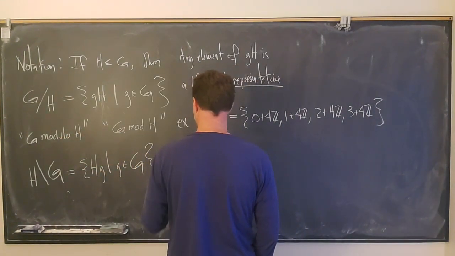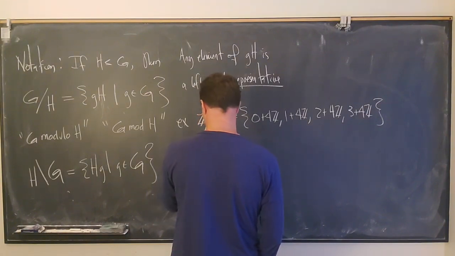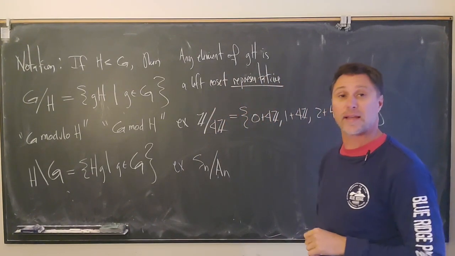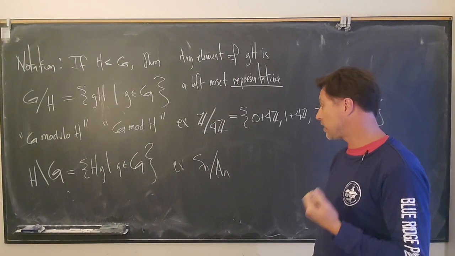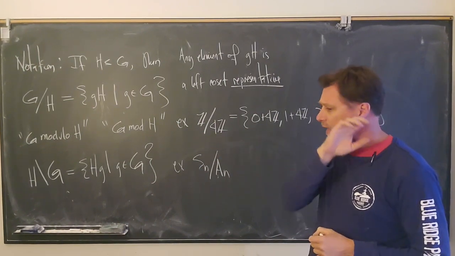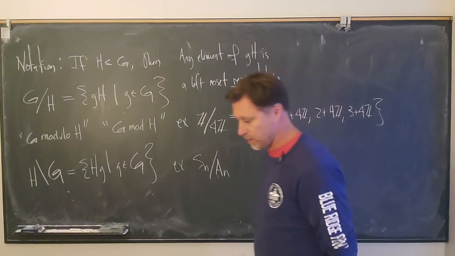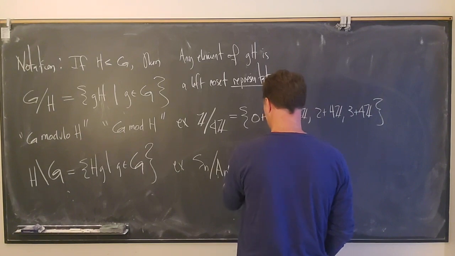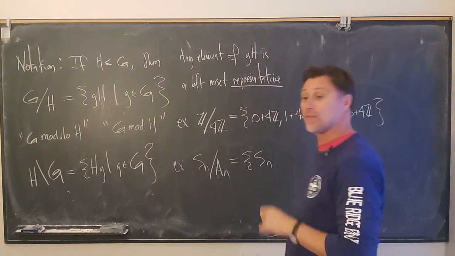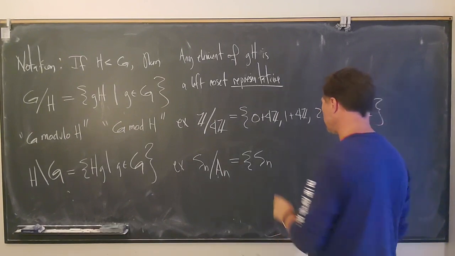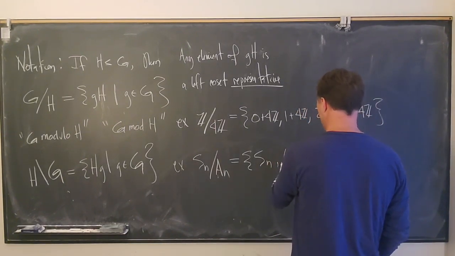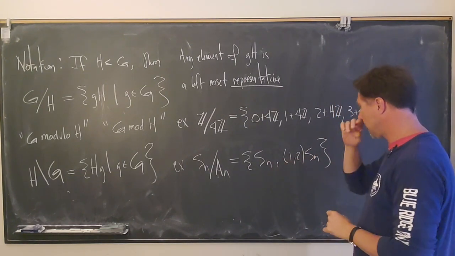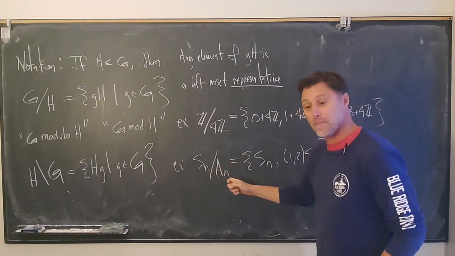Another example, Sn mod An. So remember, Sn is the symmetric group, and An is the alternating group, and the An occupies exactly half of Sn, the set of even permutations. And so Sn mod An consists of An itself, that's the identity times An, and then one other coset, say (1 2) times An. So this makes up the entire set of left cosets, Sn mod An.